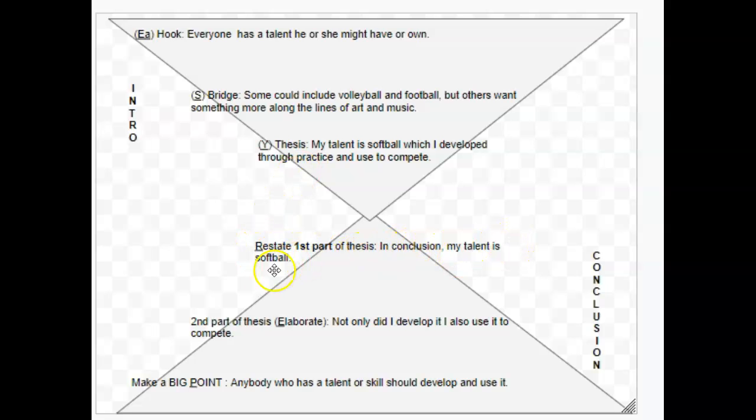In conclusion, my talent is softball. Not only did I develop it, but I also use it to compete. Anyone who has a talent or skill should develop and use it. Pretty simple ending, and that works.